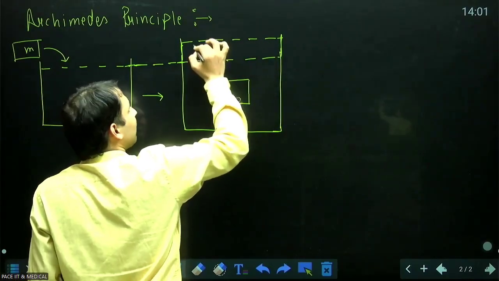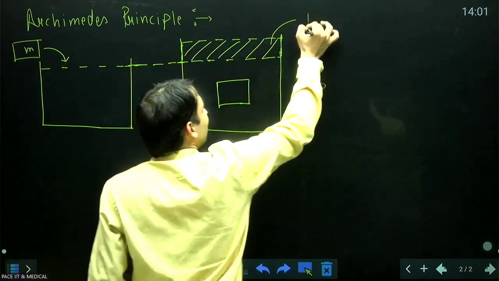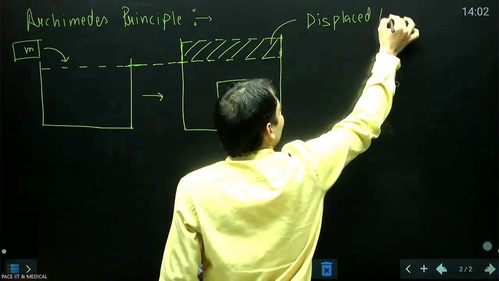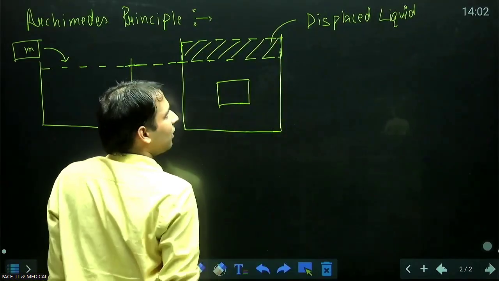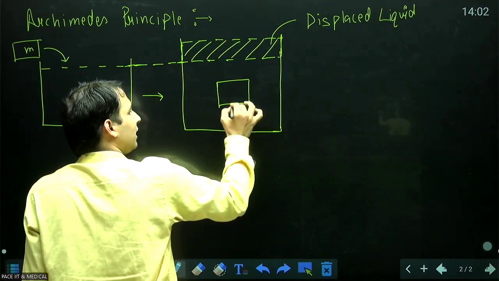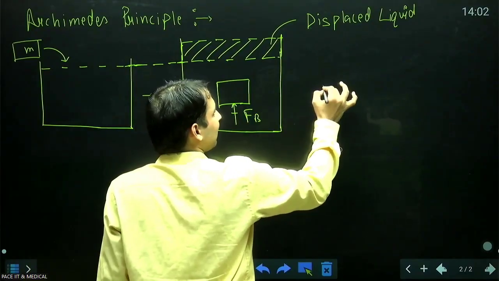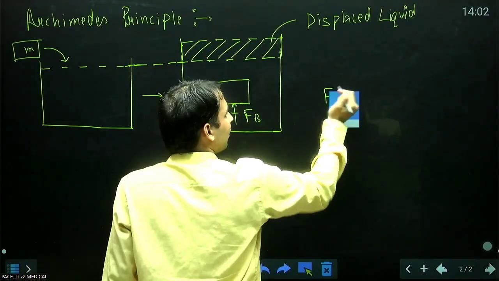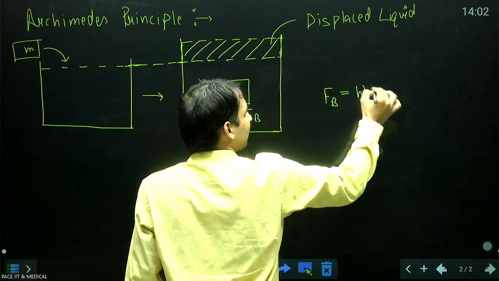We will call this portion of liquid which has risen the displaced liquid. So Archimedes principle basically says the buoyant force acting on this body, the net upthrust acting on this body, will be equal to the weight of this displaced liquid.